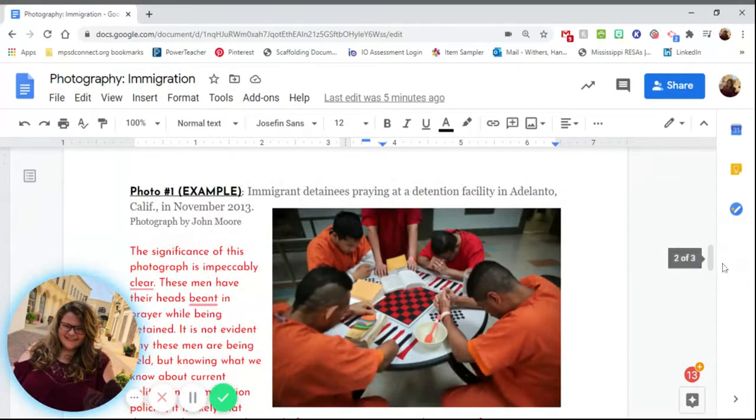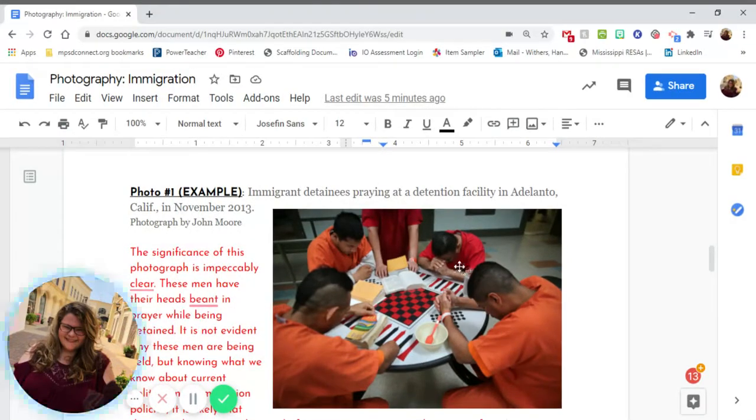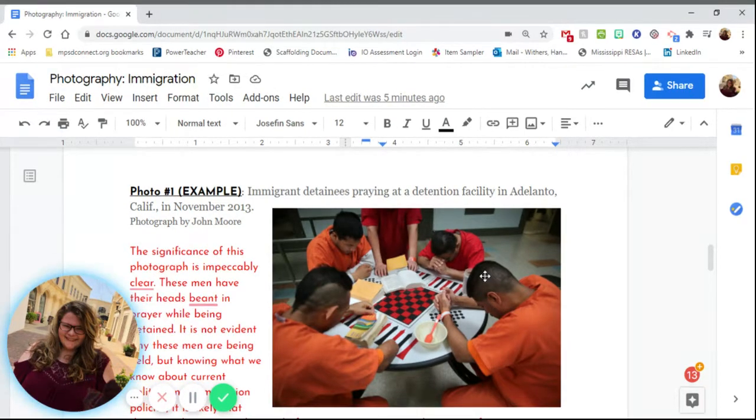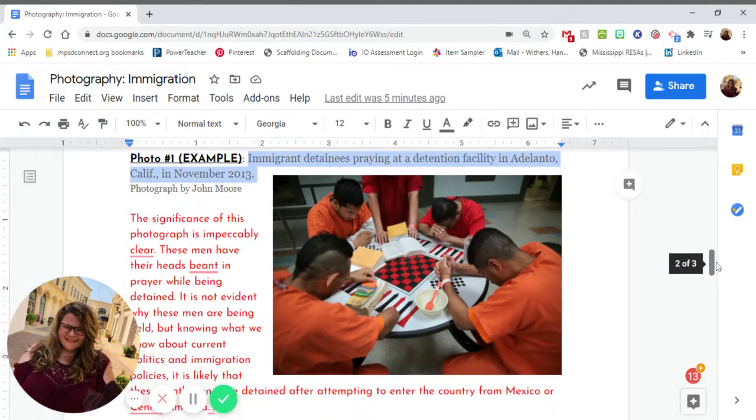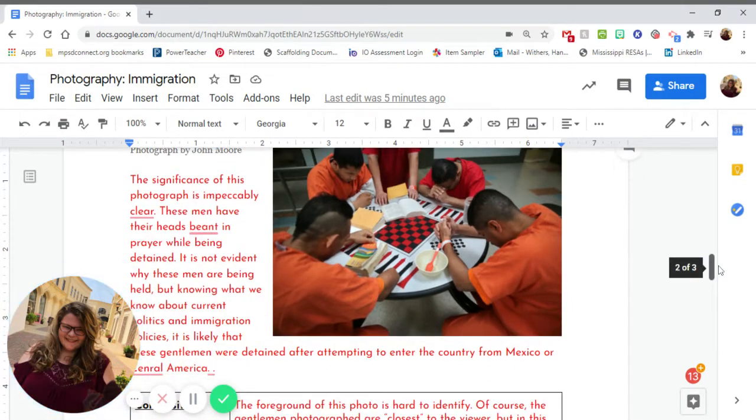All right, so let's look at some examples to make this more clear. This first example, we have this picture. It's of 5 men. They appear to be reading, and then you see this gentleman has his hands folded, sort of like in prayer. So we have a caption for this. It says, immigrant detainees praying at a detention facility in California, November 2013.